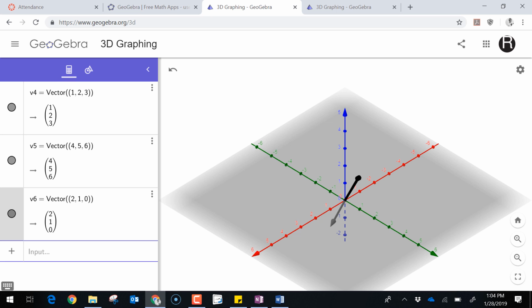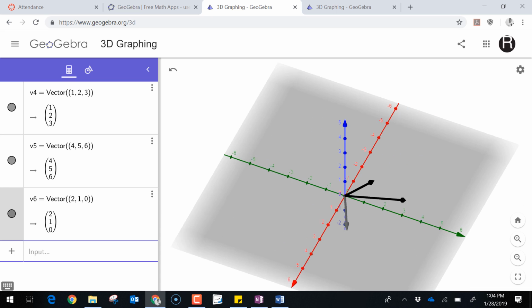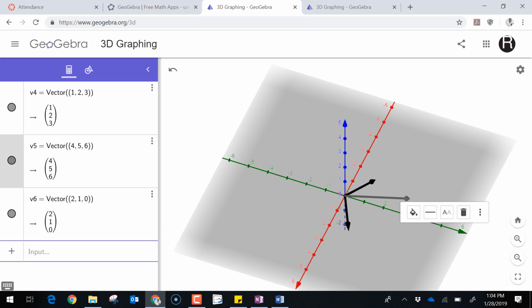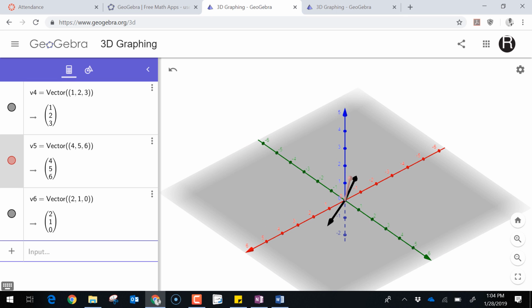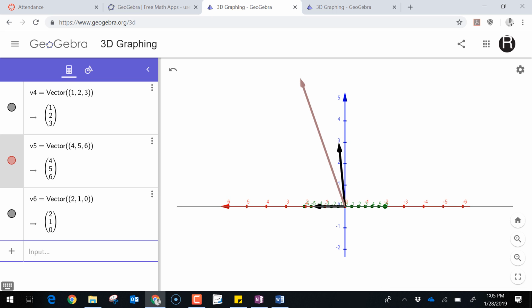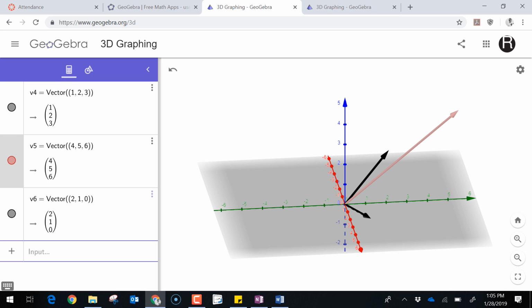So we have these vectors, and they look like they're on the same plane. Let's change the color of this one to red, just so I know which vector is which. The red vector is the 4, 5, 6 one. The 2, 1, 0 is on the xy plane, where z is equal to 0. When z is equal to 0, you're just on the xy plane, so that's this vector here. And so that must make the other vector 1, 2, 3. Okay, so they're all on the same plane.